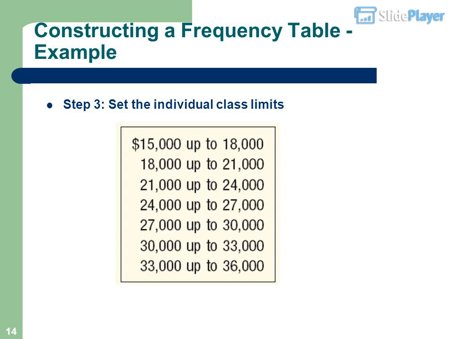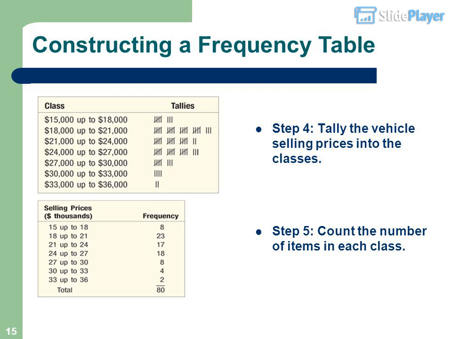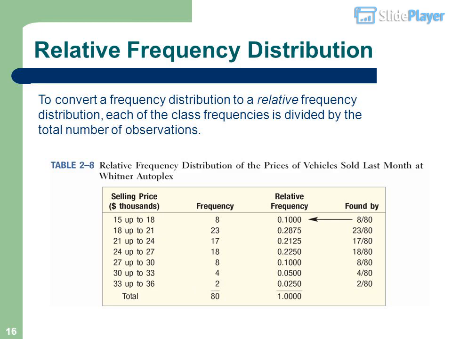Constructing a frequency table. Example. Step 3, set the individual class limits. Step 4, tally the vehicle selling prices into the classes. Step 5, count the number of items in each class. Relative frequency distribution. To convert a frequency distribution to a relative frequency distribution, each of the class frequencies is divided by the total number of observations.